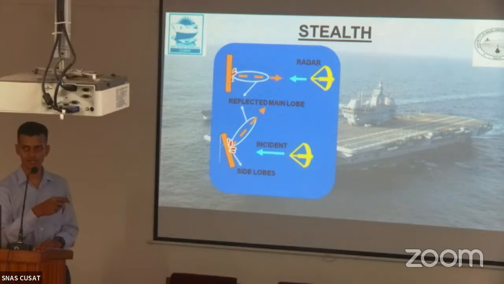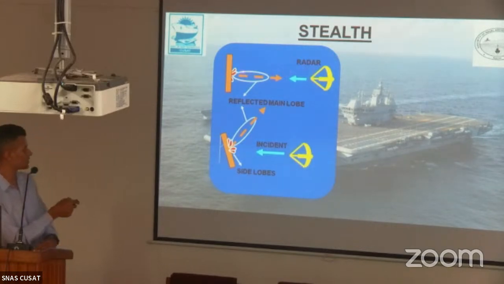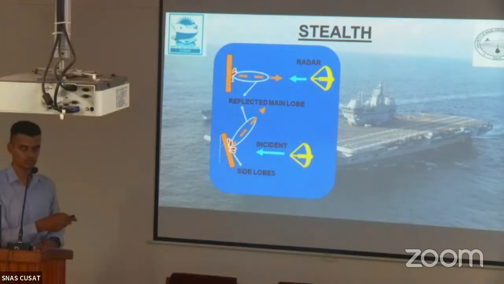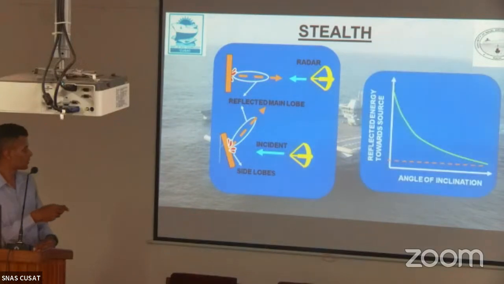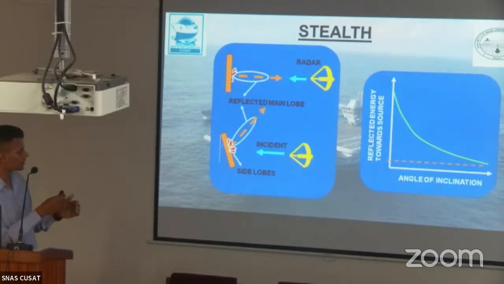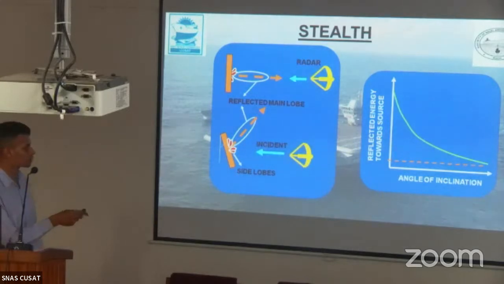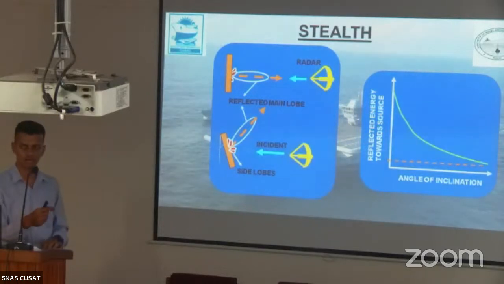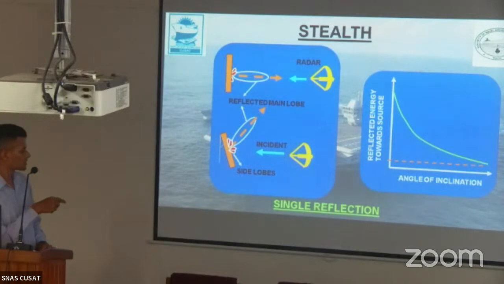It is the easiest to detect any warship if the radio waves are incident on the surface of the metal at a 90 degree angle, at a perpendicular angle. But instead, if you incline your sides in such a manner that the incoming radio waves are reflected in other directions and do not go back to the source, then you are able to achieve the factor of stealth. So there is a graph which depicts the intensity of waves, the reflected energy as compared to the angle of inclination. As you keep on increasing inclination, lesser and lesser radio waves are reflected back, so radar cross section is reduced. This is in case of single reflection.